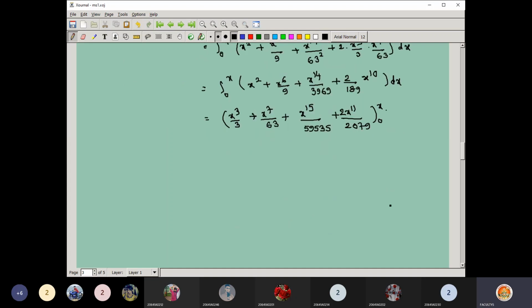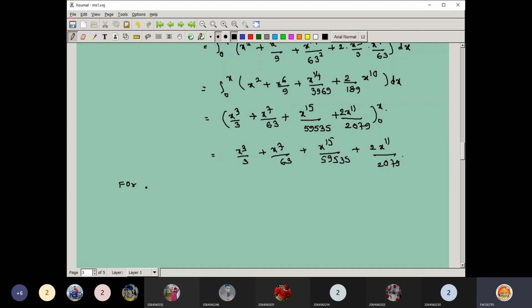No doubt, upper limit minus lower limit. So directly I'm getting the same: x cubed by 3 plus x to the power of 7 by 63, x to the power of 15 by 59535 plus 2 x to the power of 11 divided by 2079. So this is your third approximate root. So in this root, we want to calculate the y value at x equal to 0.4.